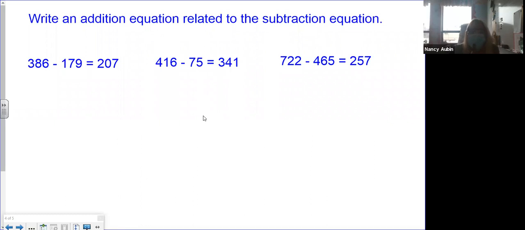Write an addition equation related to the subtraction equation. Hold it up when you have it on your mark. Let's see who can do it faster than me. No, just write one. Write one addition equation related to the subtraction equation. On your marks, get set. I'm going to do it too. Go.